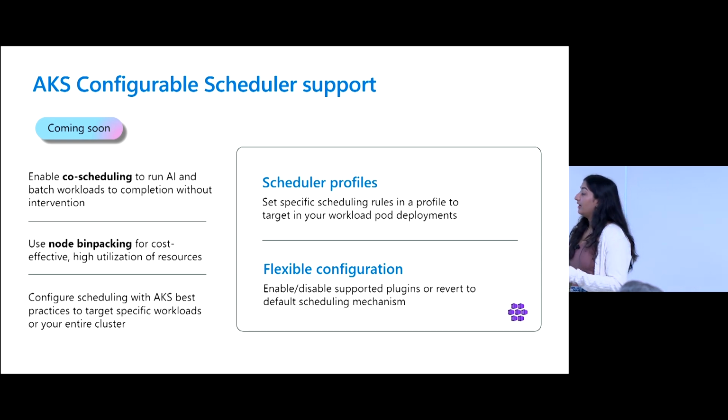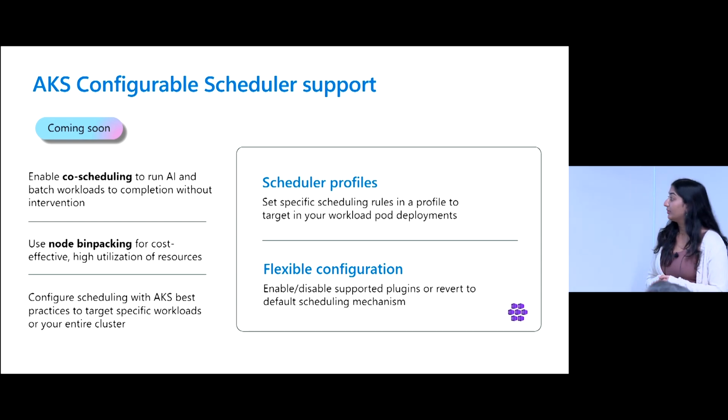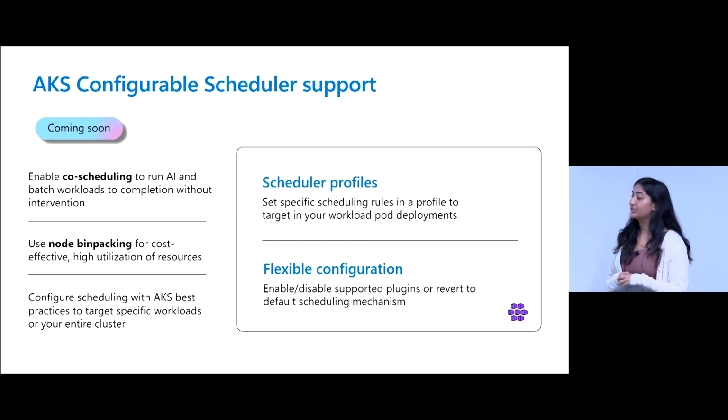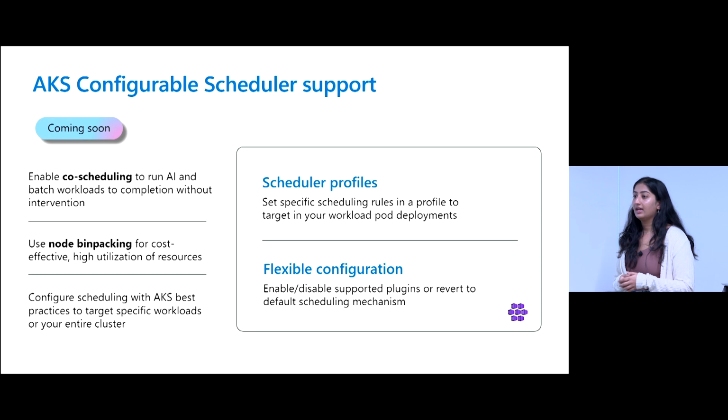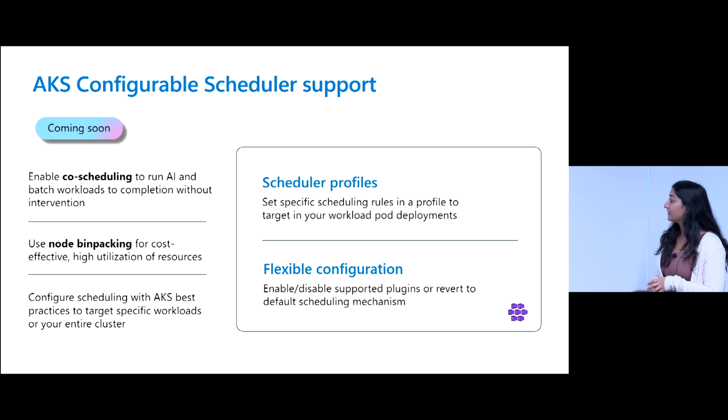So what we're working on supporting soon in public preview is enabling co-scheduling to run AI and batch workloads to completion without user intervention, as well as some cost optimizations for node bin packing. So if you see that at times you have idle nodes, specifically idle GPU nodes that are not being used to their fullest extent, you would be able to enable node bin packing for higher utilization of those resources, essentially preferring the nodes that might not be more on the empty side for the scheduler to then place workloads onto those nodes.